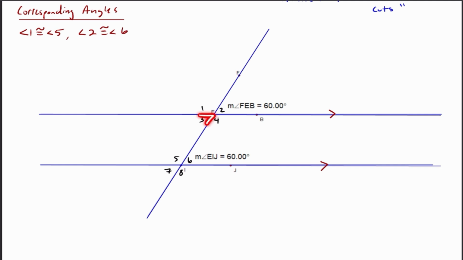We can see that angles 3 and 7 are on the same side of the transversal, and they are located on the bottom left of their regions, so they are congruent to each other. And our last pair would be angles 4 and 8. They are on the same side of the transversal, and they're located on the bottom right of their regions.